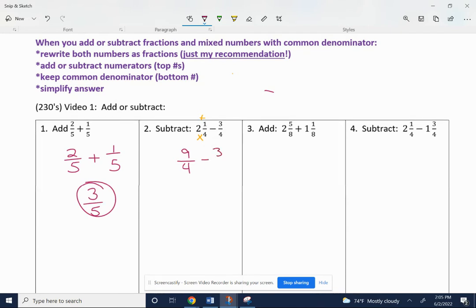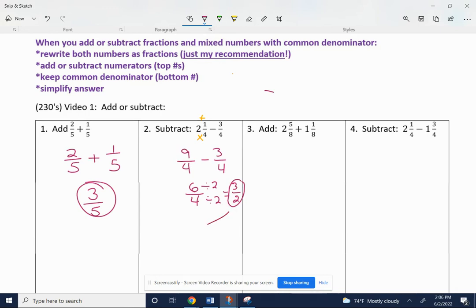So 9/4. Changing that to an improper fraction, we have 9/4 minus 3/4. Now we just take 9 minus 3, which is 6, and keep the 4. 6/4. Improper fractions are good, but it does need to be reduced. We can do that by dividing the top and the bottom by 2. That leaves us with 3/2. So 3/2 is a perfectly good answer. It's improper, but it's reduced.